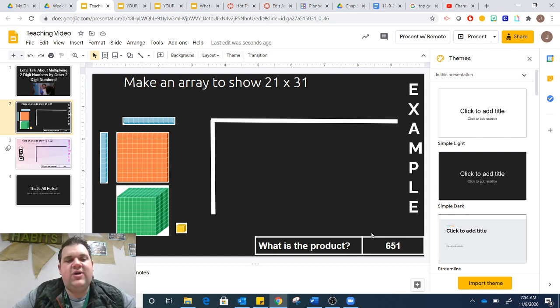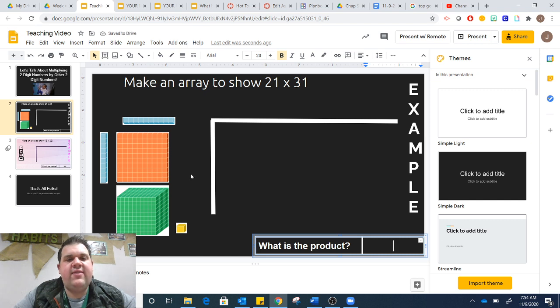I want you to try this on your own. Try to determine what you think 21 times 31 is using a picture or your tools, and then after that, enter your thinking and you can check it with mine. Go ahead and do that now.